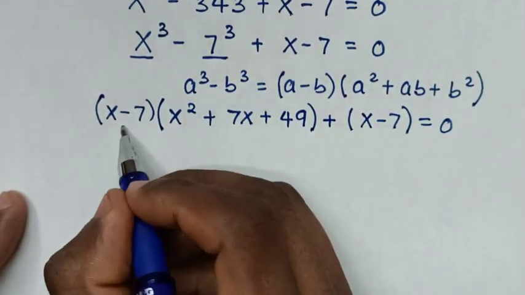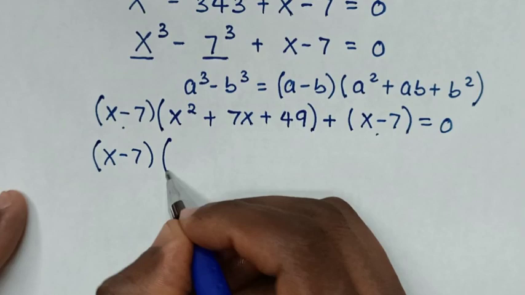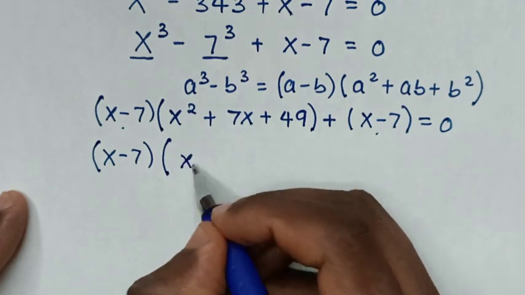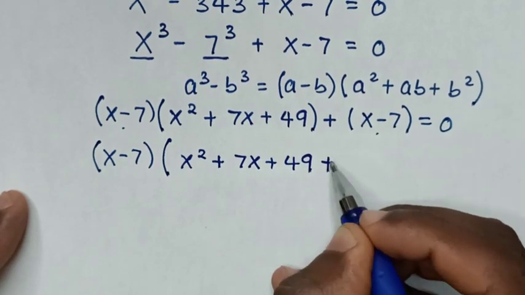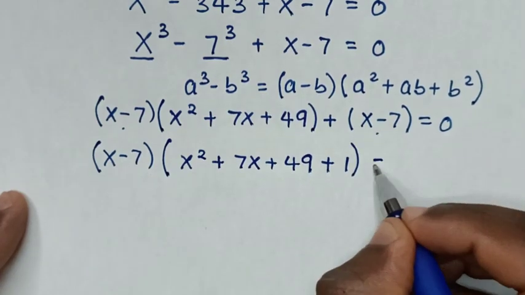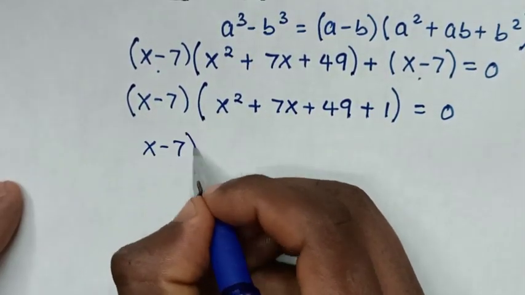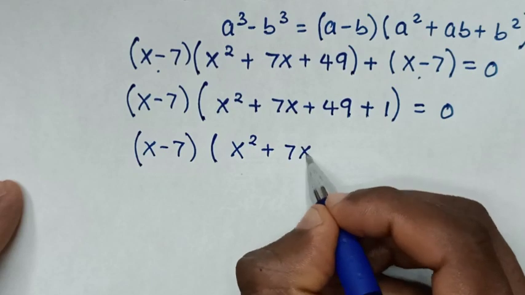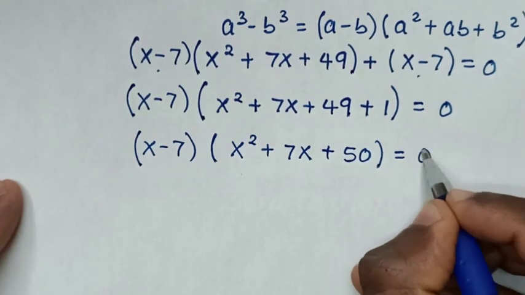Then in the next step, x minus 7 is common, so we take x minus 7 bracket out of the bracket. Then this divided by this is x square plus 7x plus 49, and this divided by this is 1, so plus 1 bracket is equal to 0. Then our equation will be x minus 7 bracket x square plus 7x, 49 plus 1 is 50, so plus 50 bracket is equal to 0.